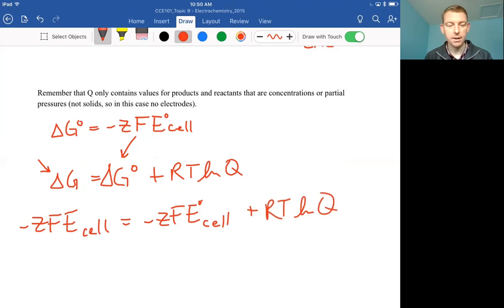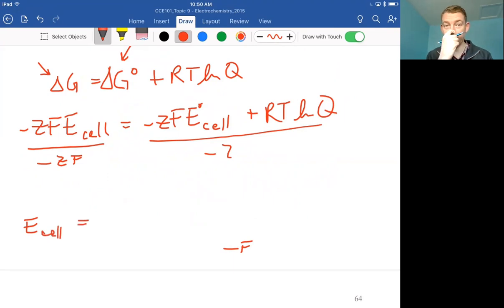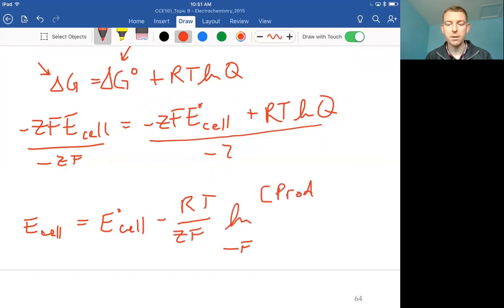Now we can divide out ZF for all terms, and we end up with an F that's misplaced, but that's fine. E cell, so this is the cell potential now at whatever concentration we choose, is going to be the standard cell potential minus RT over ZF times the ln of the concentration of the products over the concentration of the reactants.